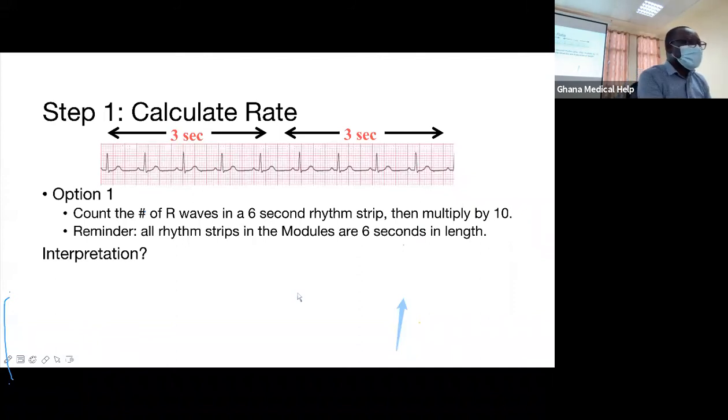So obviously those in-house with me will be answering all the questions when it gets to the question. So Dr. Jaula, you will take it. What's the interpretation if you are going to use the R waves to calculate the rate in this 6-second ECG rhythm strip?